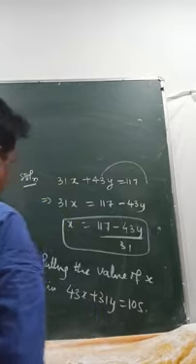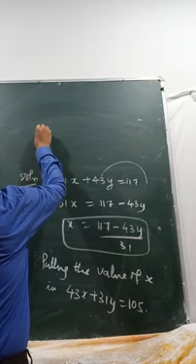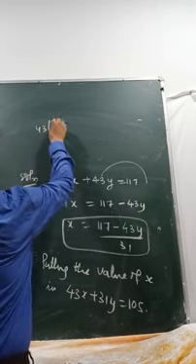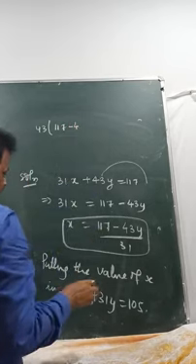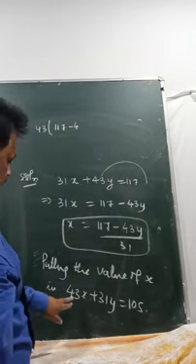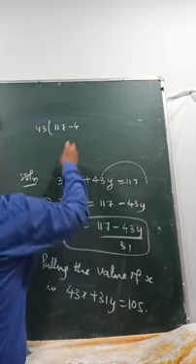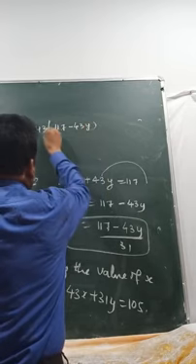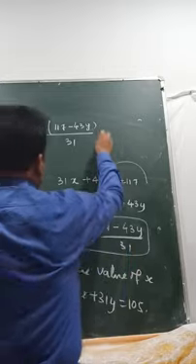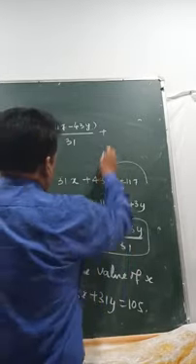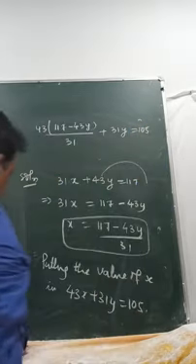So in place of x we'll write this one: 43 into (117 minus 43y) by 31 plus 31y equals to 105. Numbers are big, but the method will be same.